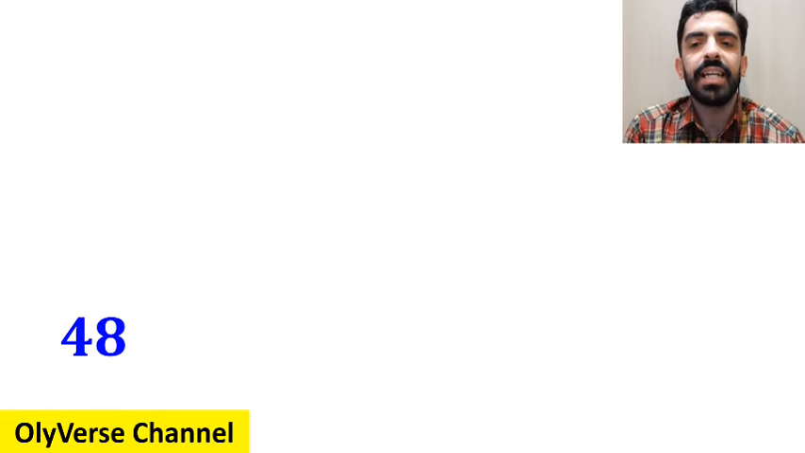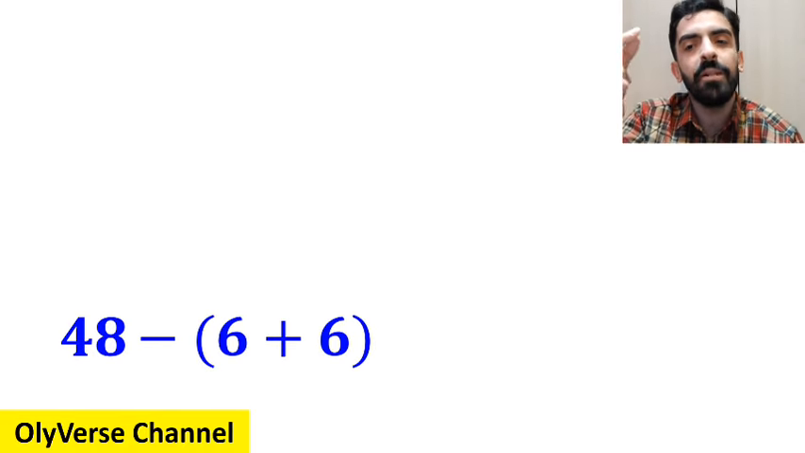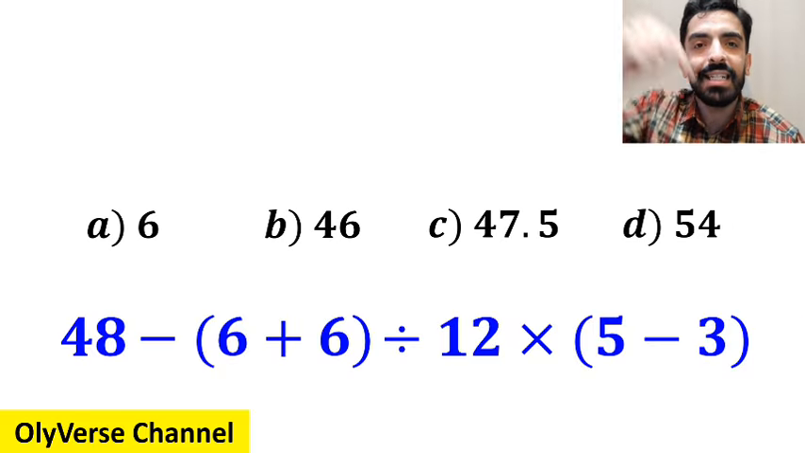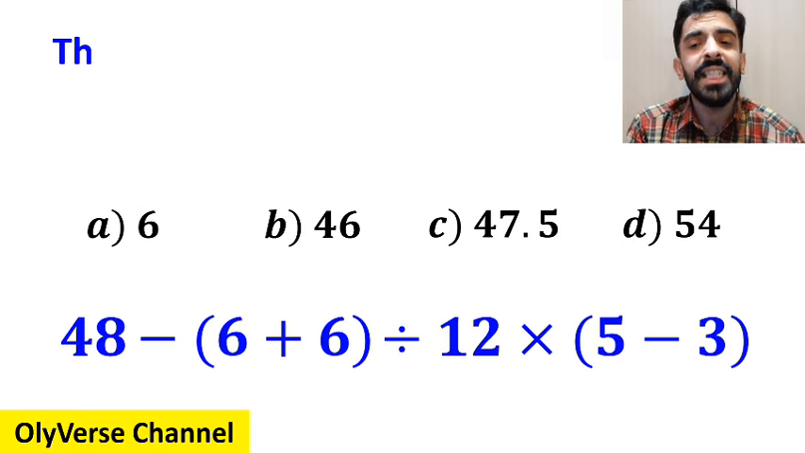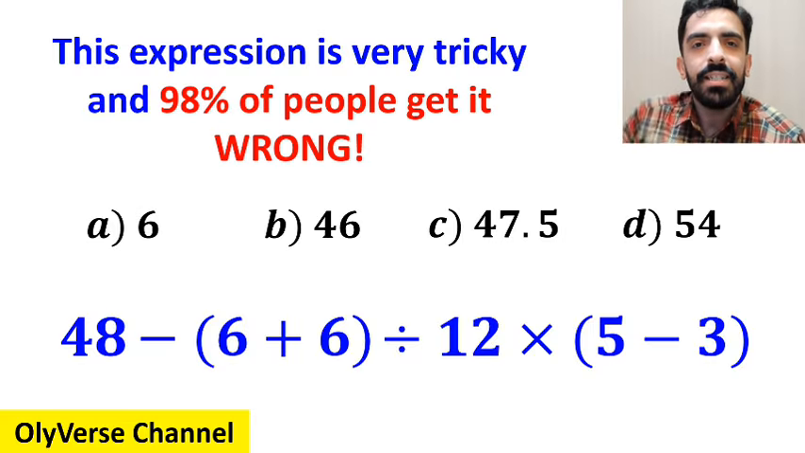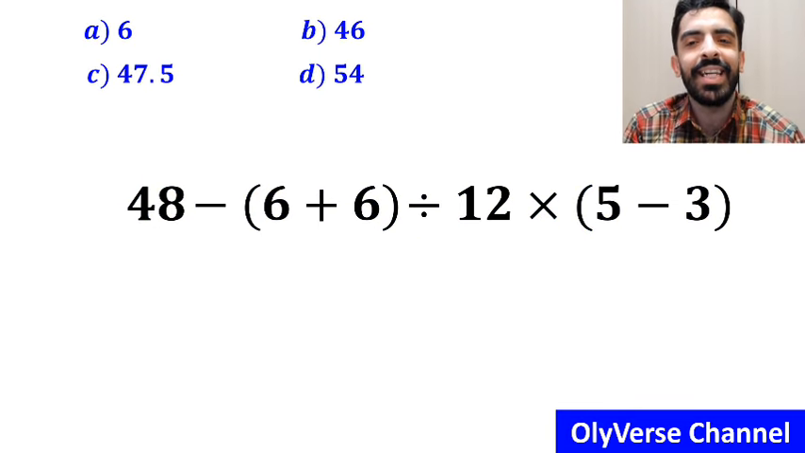What is the value of the expression 48 minus (6 plus 6) divided by 12 times (5 minus 3)? Which option do you think is the correct answer to this question? This expression is very tricky and 98% of people get it wrong. Let's go step by step and solve it together.